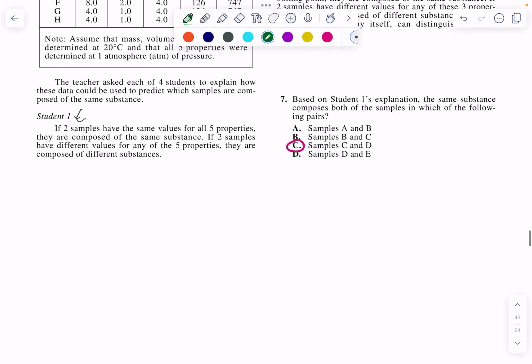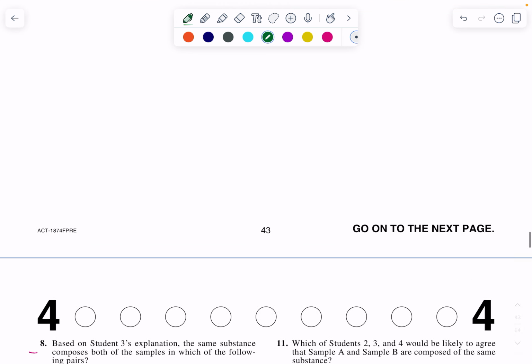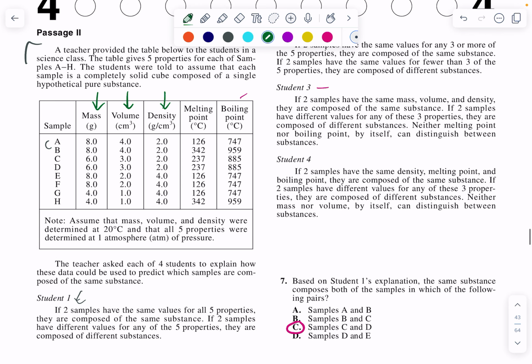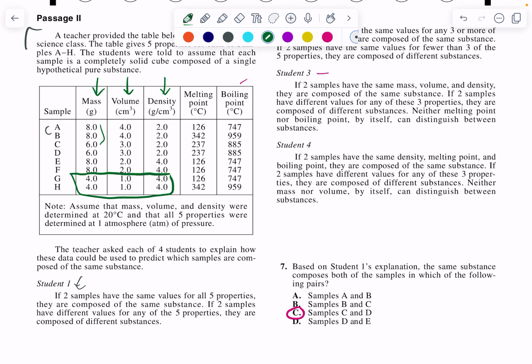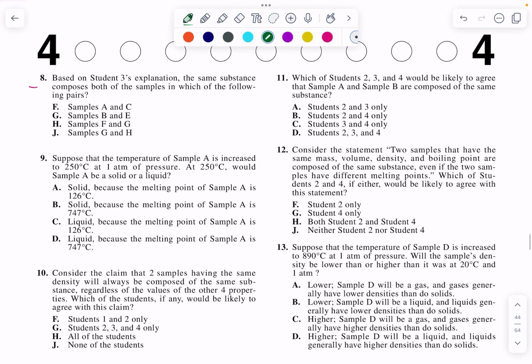So let's take a look at our options. So we have A, C, B, E, F, G, G, H. So let's take a look which ones have the same. So AC doesn't. I do notice that G and H have the same pairs of mass, volume, and density, which is J. Those are the ones that have the same pair.